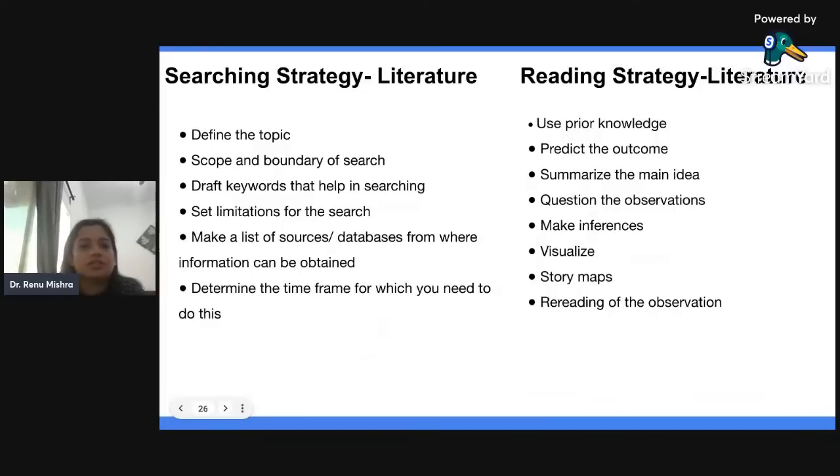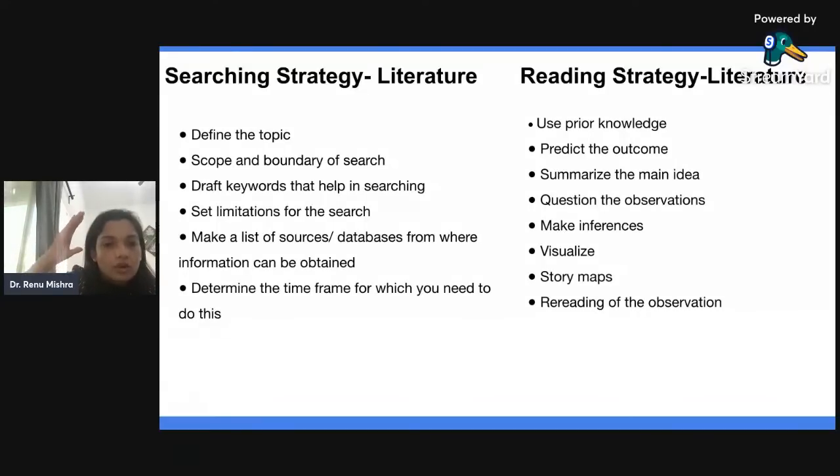Now, when you talk about a searching strategy for literature, your topic should be very well defined. What happens is, we begin finding literature in a hurry. You should be very clear about the topic. It's a sincere request to all the scholars, especially those working on their PhD: you need to know the boundary of your search. For that, your keywords should be defined and your limitations should be there.